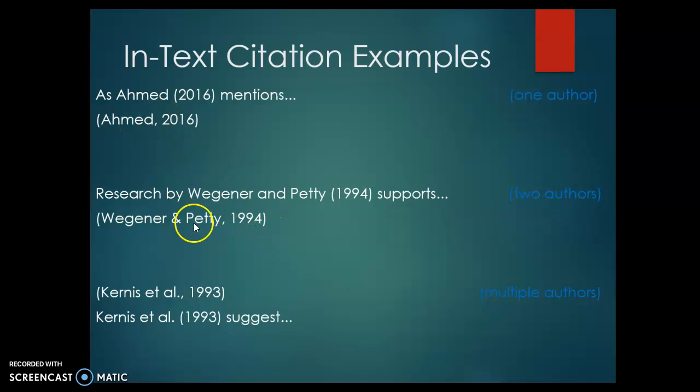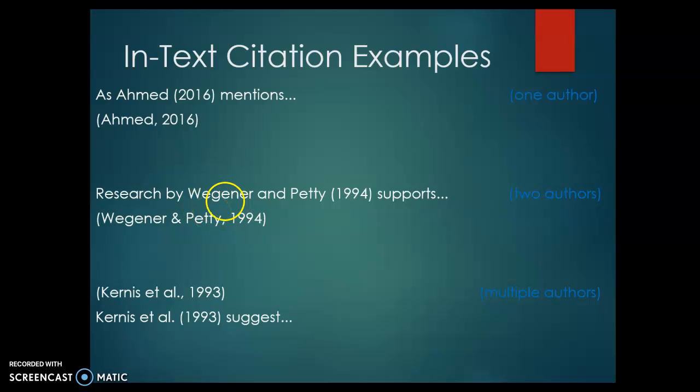Really what we're looking at here is how we're referring to the authors, or the number of authors. One author, you have author, year in parentheses, and then at the end of the sentence, if you're attributing in that way, it's author's last name, comma, year. Two authors, research by Wegner and Petty. Notice that and is spelled out here, and then in the in-text citation that would go at the end of the sentence, you use ampersand. That's something that throws a lot of people.